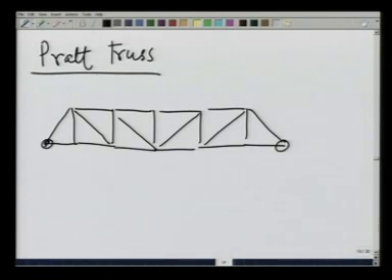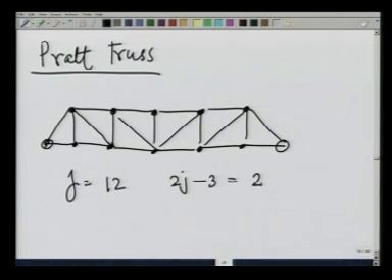It is put on the supports here, and these are joints. Let us see the number of joints here: 1, 2, 3, 4, 5, 6, 7, 8, 9, 10, 11, 12. So, 2j minus 3 is 21. Number of members is 1, 2, 3, 4, 5, 6, 7, 8, 9, 10, 11, 12, 13, 14, 15, 16, 17, 18, 19, 20, 21.